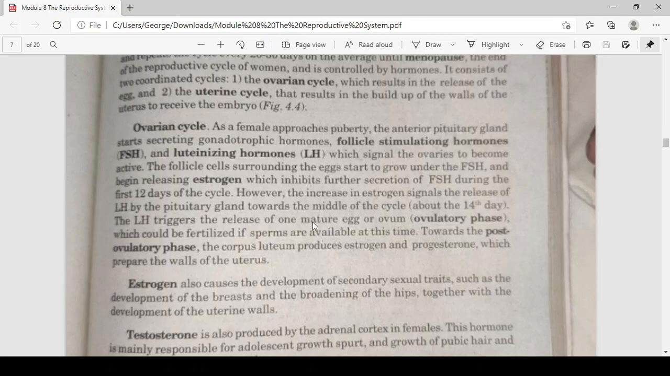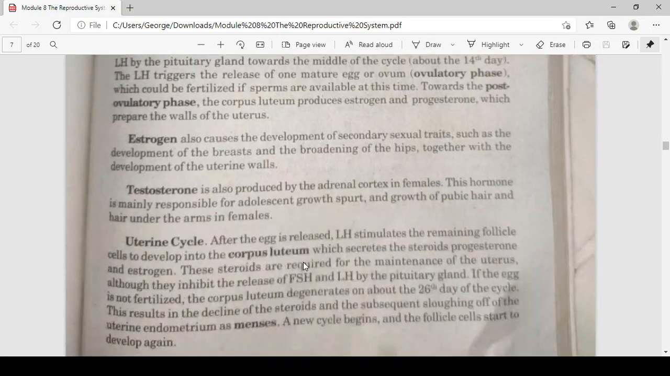Again, it can be fertilized only if sperm enters the woman's body. If there is no sperm, again, it is impossible to fertilize an egg. Towards the post-ovulatory stage, the corpus luteum produces your estrogen and progesterone, which prepare the walls of your uterus. So that is your menstrual cycle.